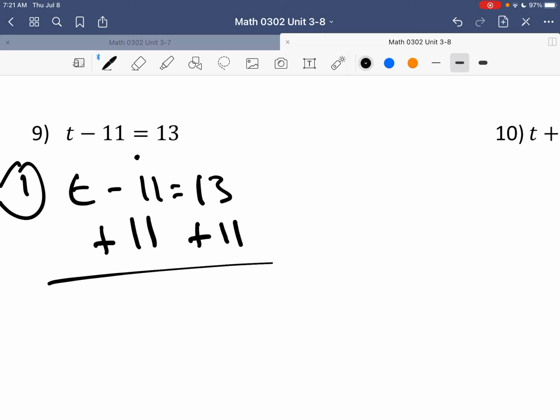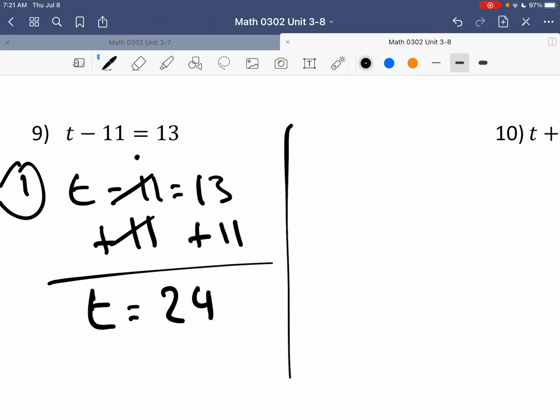And so on the left-hand side, those numbers cancel, and we just have the variable t. And then on the right-hand side, it's 13 plus 11. So that's going to be a 24. Okay, and then what we'll do is we'll check to see that we have the correct solution.